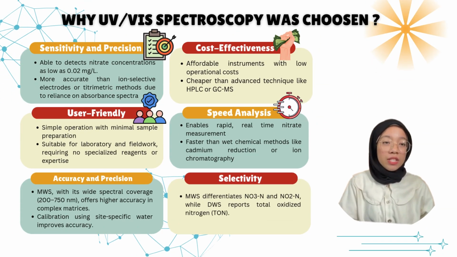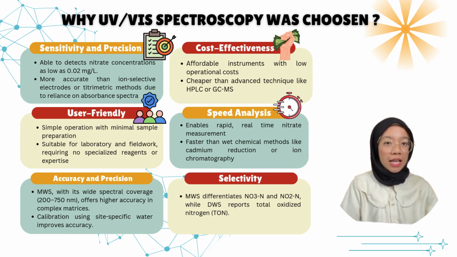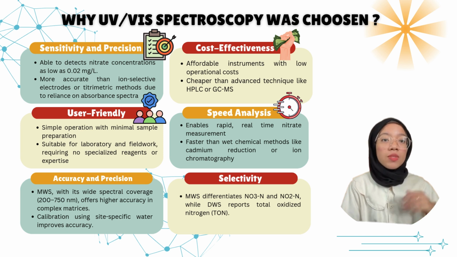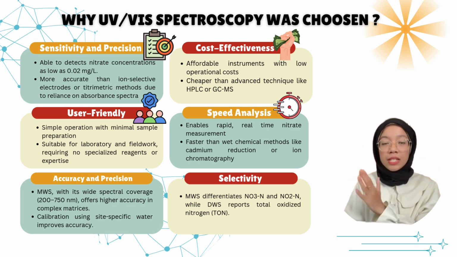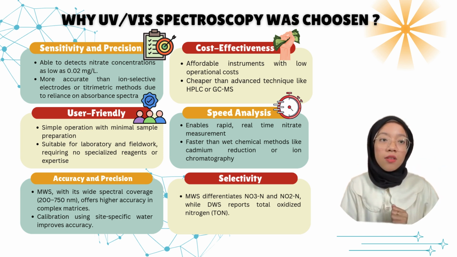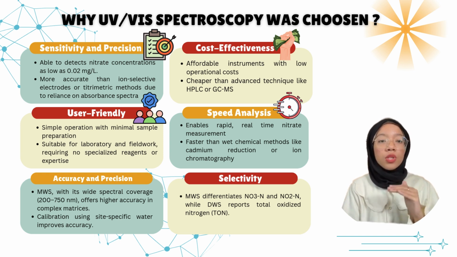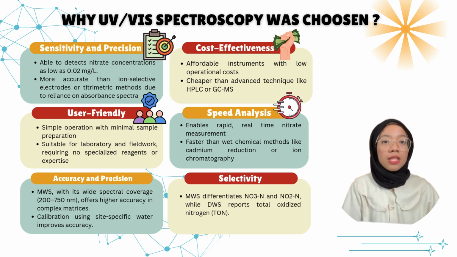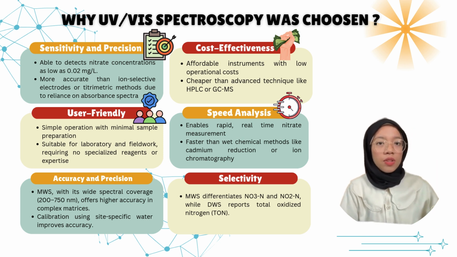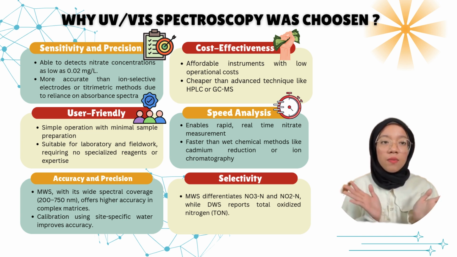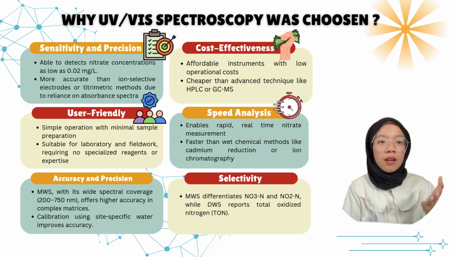Why was UV visible spectroscopy chosen for this analysis? First, UV visible spectroscopy offers exceptional sensitivity and precision. It can detect nitrate concentrations as low as 0.02 mg per liter, which makes it suitable for monitoring even trace levels of nitrates. Compared to non-selective electrodes or titrimetric methods, UV visible spectroscopy relies on absorbance spectra, making it more accurate and reliable for nitrate detection.